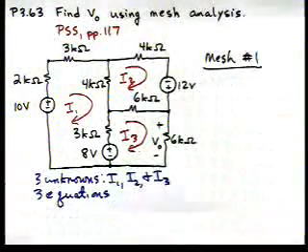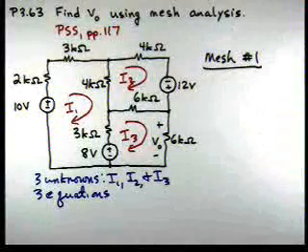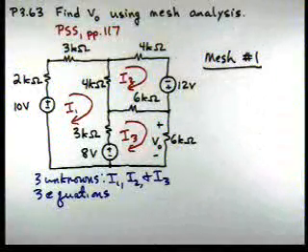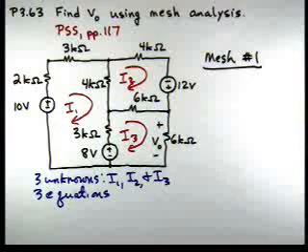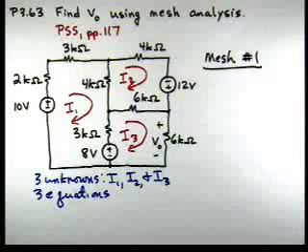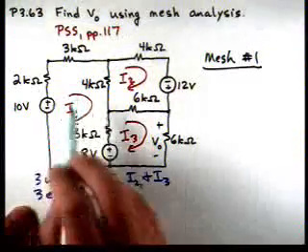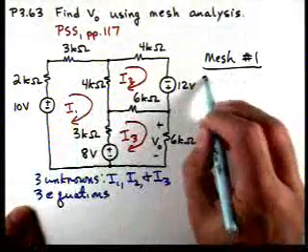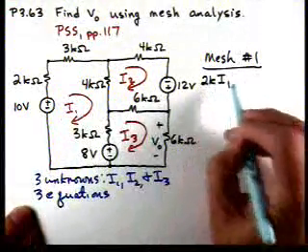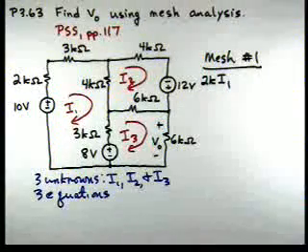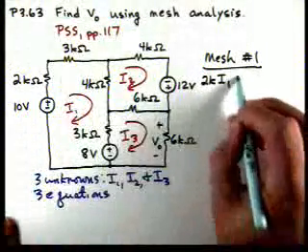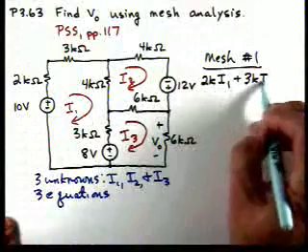Let's apply KVL, and I'm going to write voltage drops associated with resistances, and then we'll have the sources involved in that too. So let's start and work around this mesh clockwise. So we have a drop 2K I1. That's a drop across the 2K resistor. Then we have a drop across the 3K resistor.